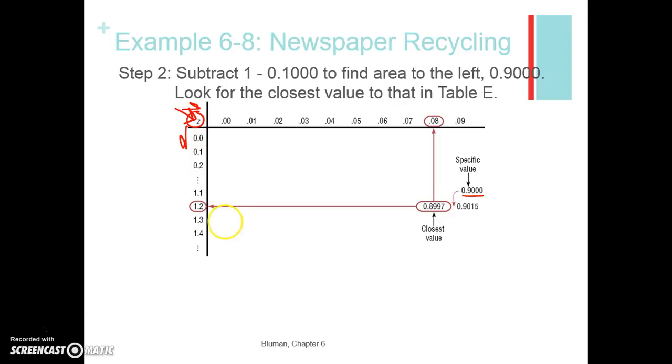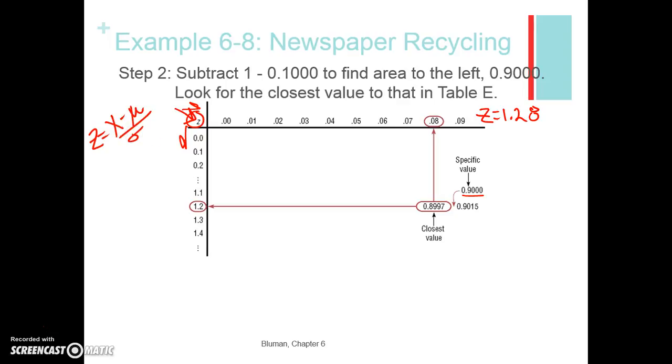So if we look at our table, you can see the closest value we can get here is 0.8997. Okay, so that's the absolute closest that we can get to 0.9. So now we're going to read our Z-score. That tells us that our Z-score is 1.28. Okay, so now that I have that Z-score, what I want to do is go ahead and convert that to an X value. So you know your Z formula. Your Z formula is X minus the mean over the standard deviation.